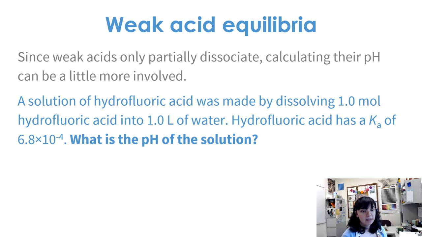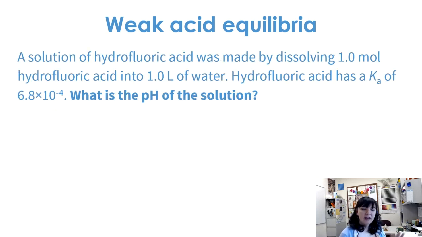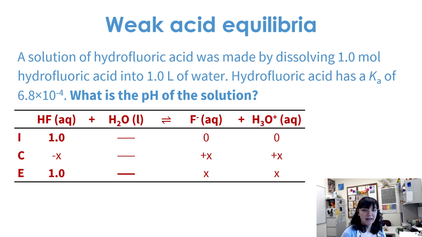So consider here an example where I have a solution of hydrofluoric acid made by dissolving 1.0 moles of HF into 1.0 liters of water. Now, hydrofluoric acid itself has an acid dissociation constant of 6.8 times 10 to the minus 4. And so I want to know here the pH of the solution. In order to do this, because this does follow an equilibrium constant, I'm going to need to use an ice table. So we can picture how this ice table might be set up right here.